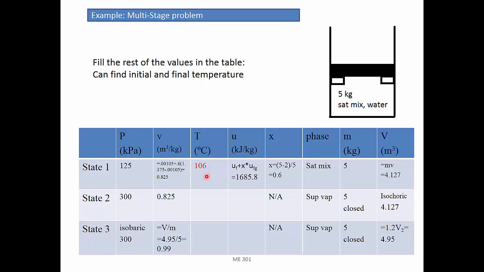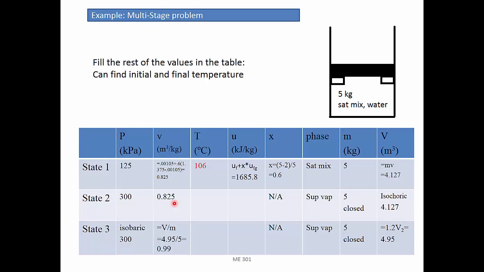From the processes, we can identify additional information for state 2. We're given that state 2 has a pressure of 300 kilopascal. Since the process is isochoric, we can find the volume. We know mass is constant since the system is closed. From volume and mass, we found that the specific volume is 0.825, which is the same as state 1. With two intensive properties, we should be able to find the missing properties in state 2.